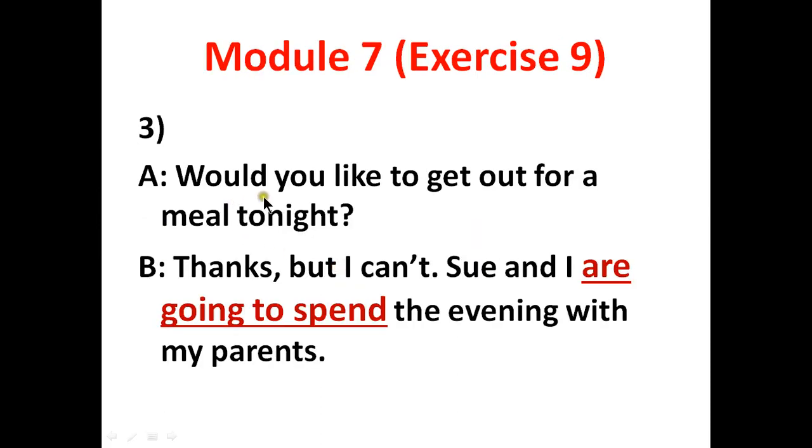Number 3: "Would you like to go out for a meal tonight?" And B says, "Thanks, but I can't. Sue and I are going to spend the evening with my parents," because that event is already programmed, scheduled. There is no change. So that's why character B is not using will. Okay, please write the answer: "Thanks, but I can't. Sue and I are going to spend the evening with my parents."